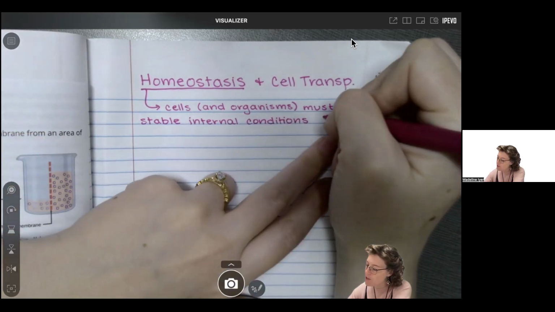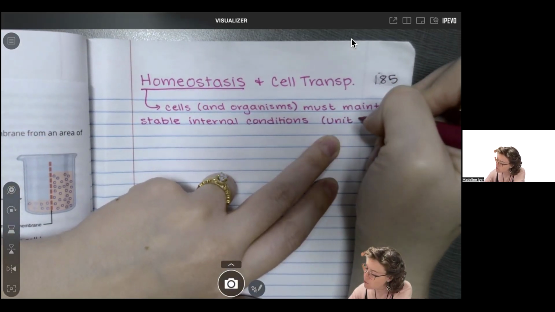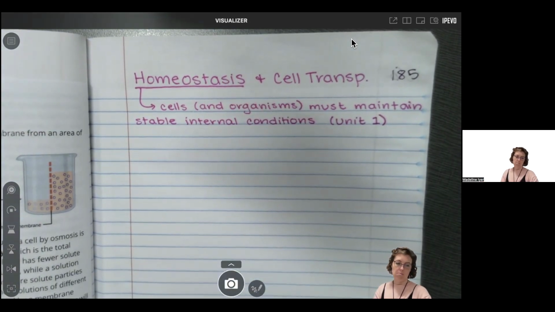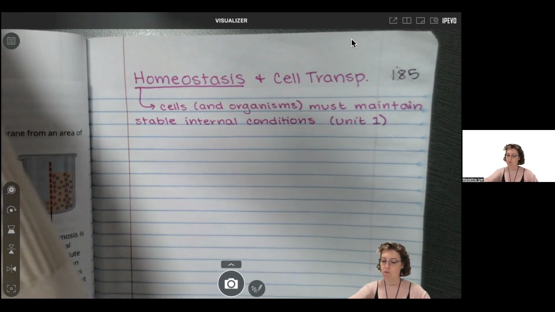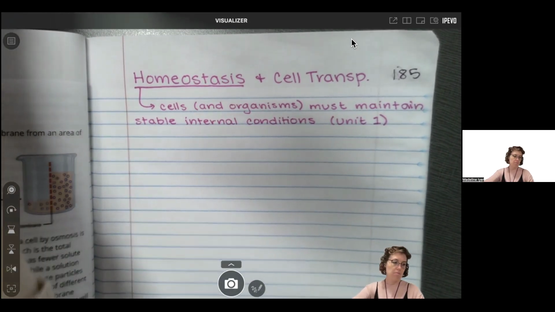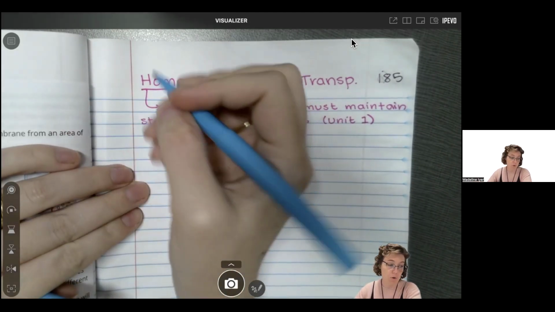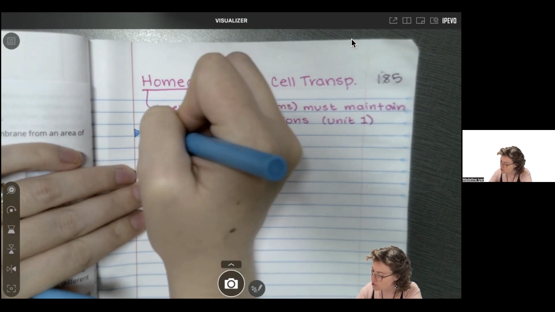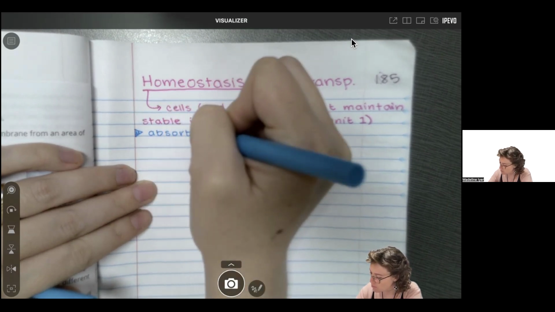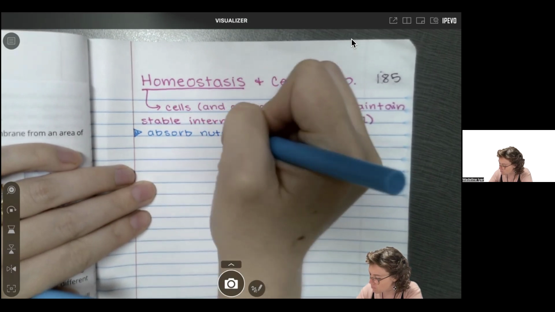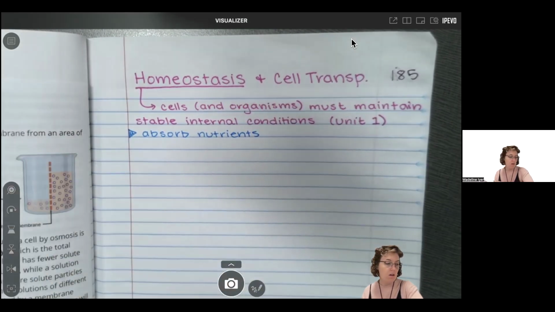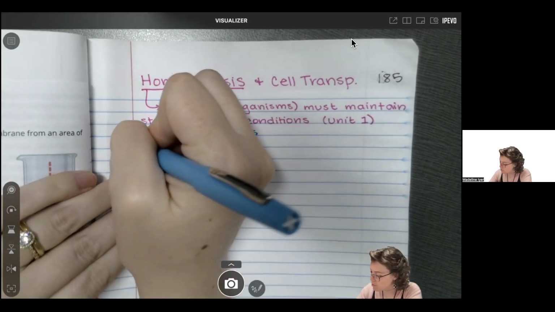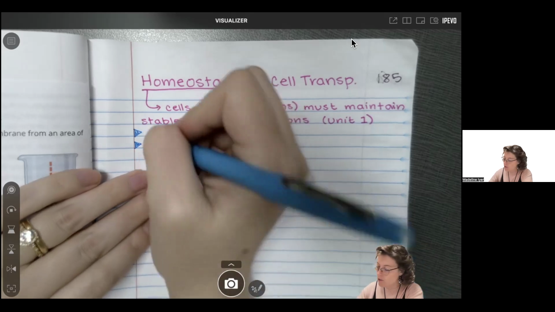Okay, and if you get a little stuck on that, you can go back to unit 1 and refresh your memory a little bit. But what does that mean for plants? Okay, well, plants need to be able to absorb nutrients to maintain those steady internal conditions. They need to balance the amount of water they have. Not too much, not too little.